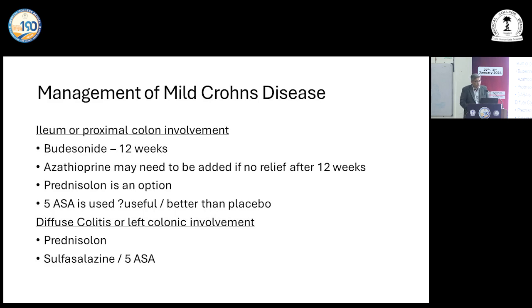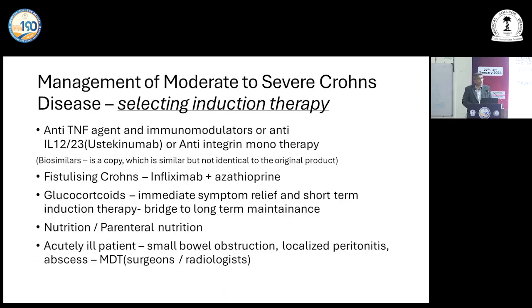What about diffuse colitis or left colonic involvement? In mild Crohn's, again, often we have to give steroids and maintain it with 5-ASA or sulfasalazine. Now coming to the moderate and severe Crohn's disease, again, as I mentioned, you have to select the induction therapy, and as before, anti-TNF agents and immunomodulators or anti-IL-12 and 23 and anti-integrin are quite useful.